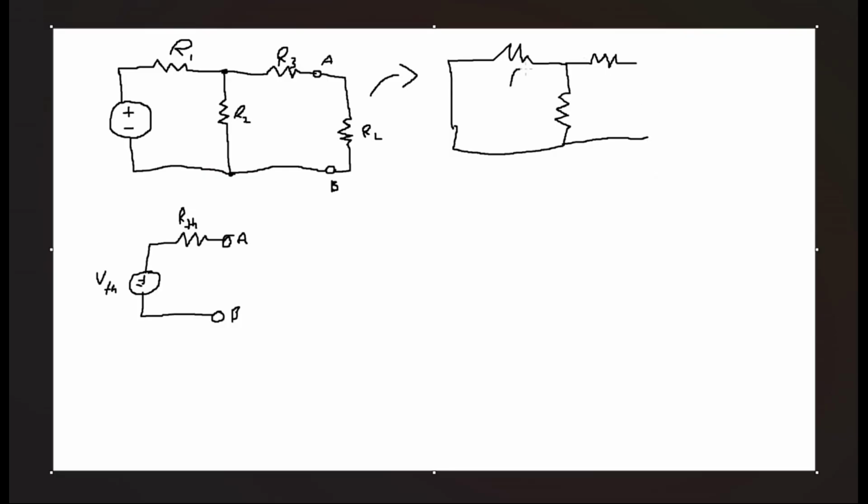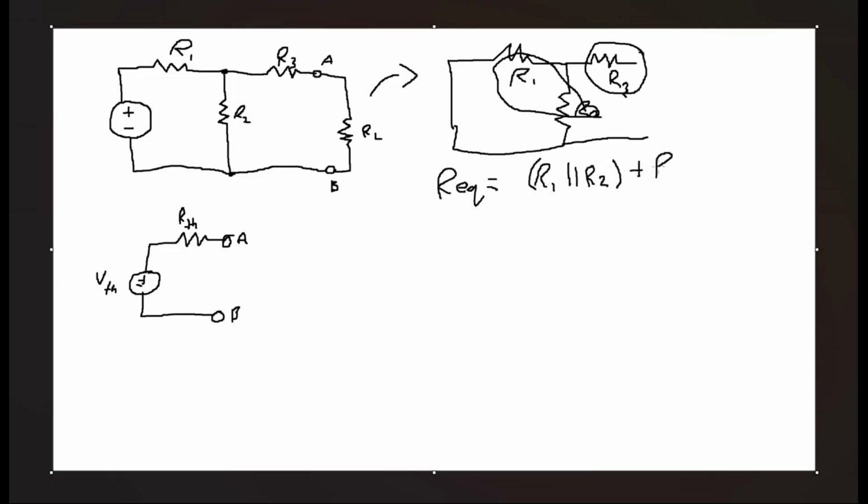Like that. This being R1, R2, and R3. And now we can see that the equivalent resistance would be these two resistors in parallel and then in series with this one here. So we can say that REQ is equal to R1 parallel with R2, and that adds in series to R3. All right, we have pretty much found the equivalent Thevenin resistance, which is this value right here.